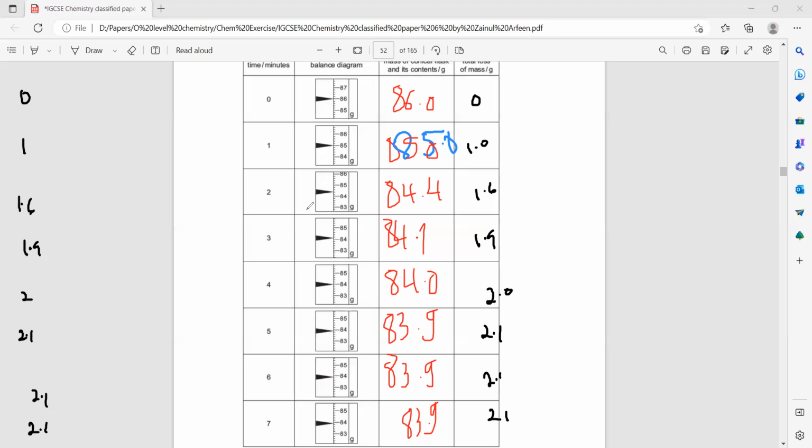Why does the mass not change for the last part? It shows that the reaction has completed. There's no more further reaction. That's why the mass does not change.